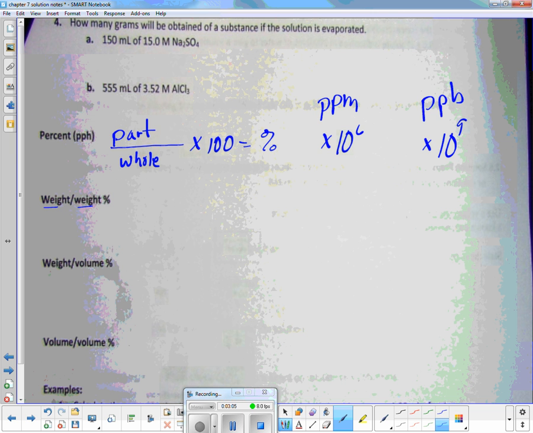Volume to volume would be like I take two things that are liquid. For instance, we often use it at the grocery store, 3% hydrogen peroxide or rubbing alcohol. That's not all alcohol, that's water and alcohol mixed, and hydrogen peroxide and water mixed. So that's a volume percentage. We usually use a 3% volume to volume of hydrogen peroxide. So that's how you get that. It just depends on what I'm doing.